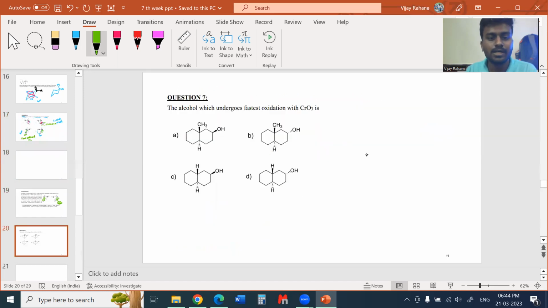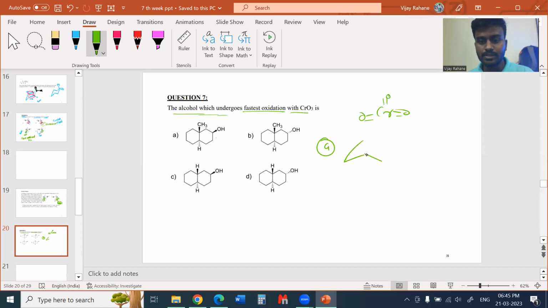In the next question, which alcohol undergoes fastest oxidation with CrO3, Cr double bond O, CrO3. They have given the alcohols again. So first we need to convert these alcohols into the chair form. In this one, these alcohols are all trans, so no need to worry. So here methyl will be upside, hydrogen will be downside, right?